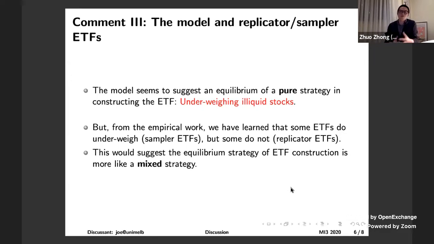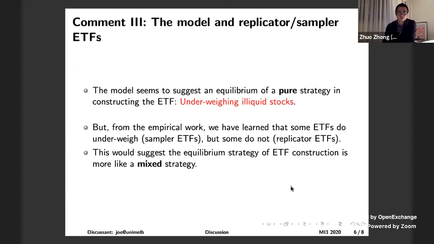So to me, this would suggest that maybe there's a potential gap between the model and the empirical work you've been showing here. It feels like the theory model should somehow incorporate this differentiation in the ETF product, suggesting that maybe the equilibrium strategy of ETF construction is some kind of mixed strategy, mixing between sampler and replicator ETFs. Okay, so that may potentially help to close the gap between the theory and the empirical.